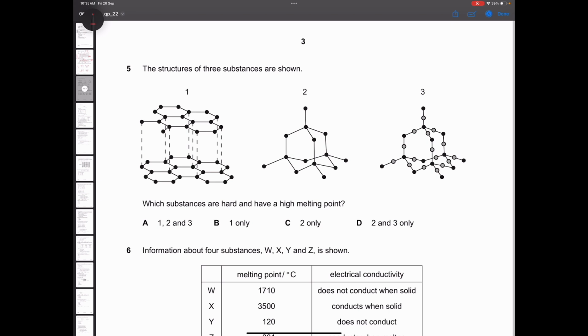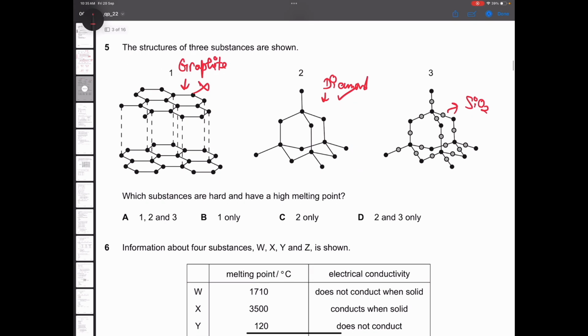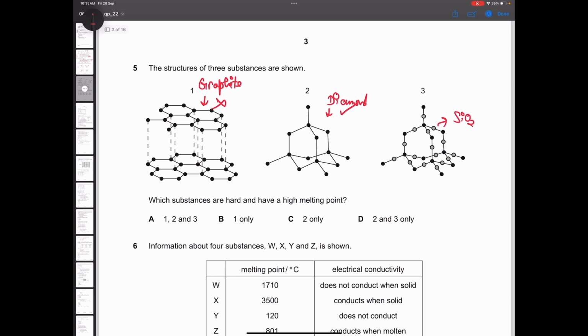Question number 5, the structures of three substances are shown. Which substances are hard and have a high melting point? For this, we know that this is graphite and this is diamond and this is silicon dioxide. Graphite is not that hard and does not have a very high melting point, so we will discard this. Diamond, on the other hand, is very hard and has a very high melting point. Same for silicon dioxide. It is very hard and it has a very high melting point.